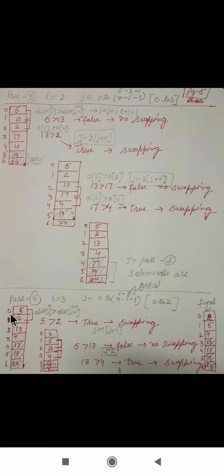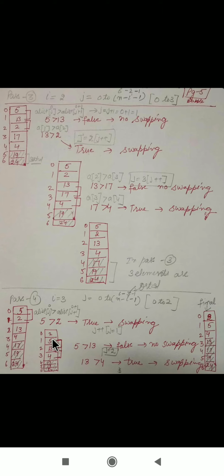Okay, we'll start: aj is to be compared with aj plus 1. So 5 is to be compared with 2. Okay, and the condition is true, so swapping will be there. After swapping, 2 will come up and 5 will go to the next position down.